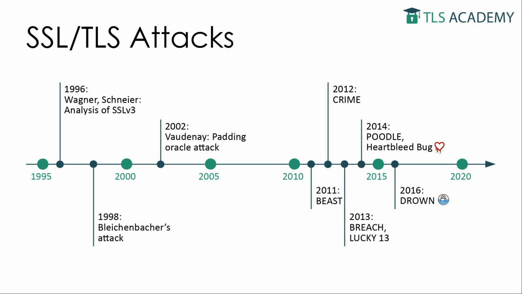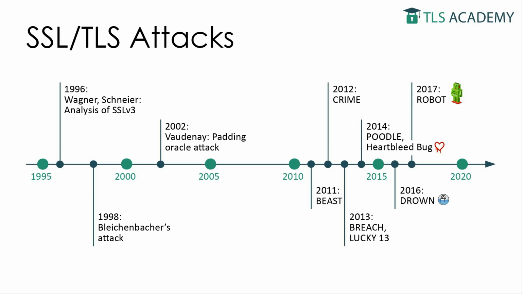In 2016, the Drown attack was published. This attack allows for the decryption of TLS connections that use the same private key as SSL version 2 connections. The mitigation for this attack is, on the one hand, to disable SSL version 2 since it is vulnerable, and on the other hand, to ensure that the private key that you use for TLS connections is never used on a server where SSL version 2 is also enabled.